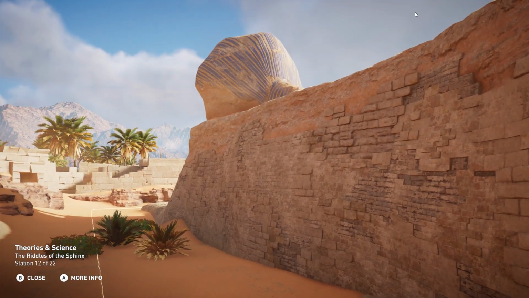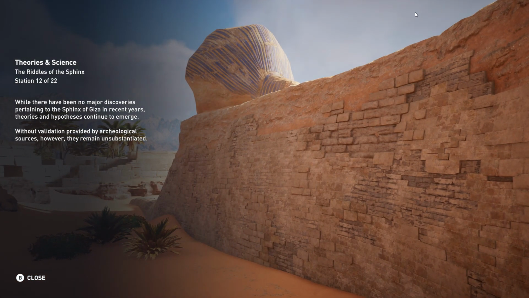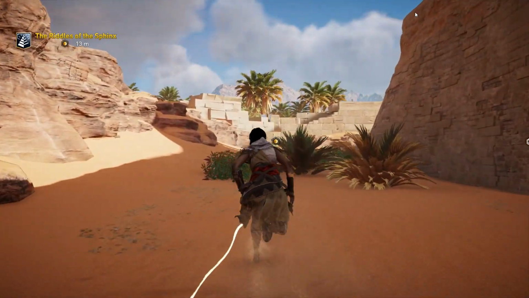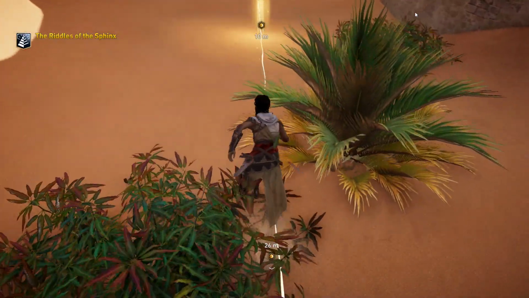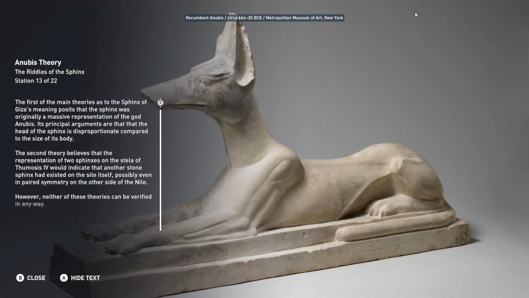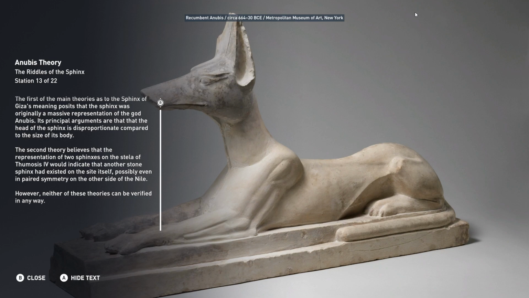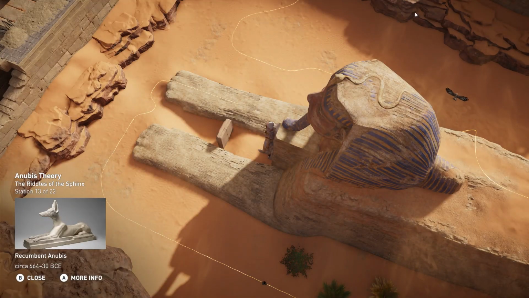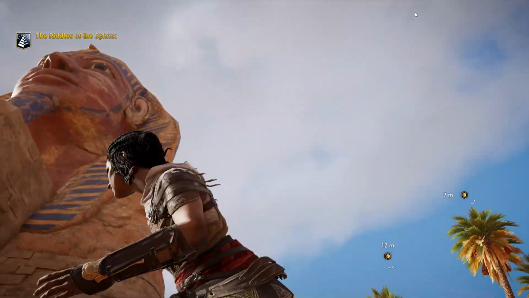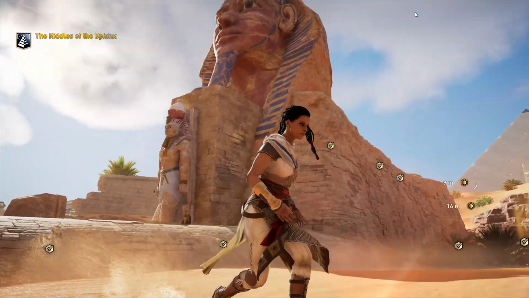While there have been no major discoveries pertaining to the Sphinx of Giza in recent years, theories and hypotheses continue to emerge. Without validation provided by archaeology, the first of the main theories as to the Sphinx of Giza's meaning posits that the Sphinx was originally a massive representation of the god Anubis. Its principal arguments are that the head of the Sphinx is disproportionate compared to the size of its body.